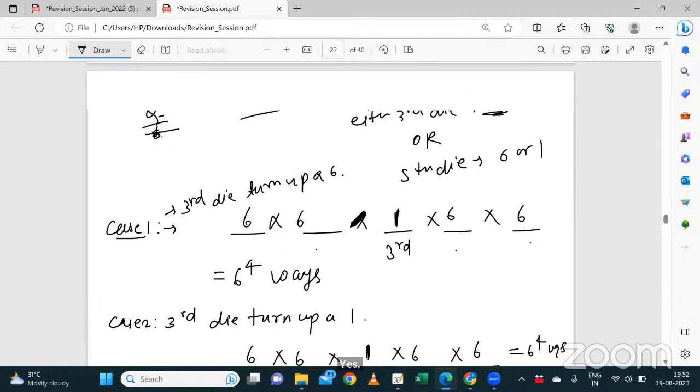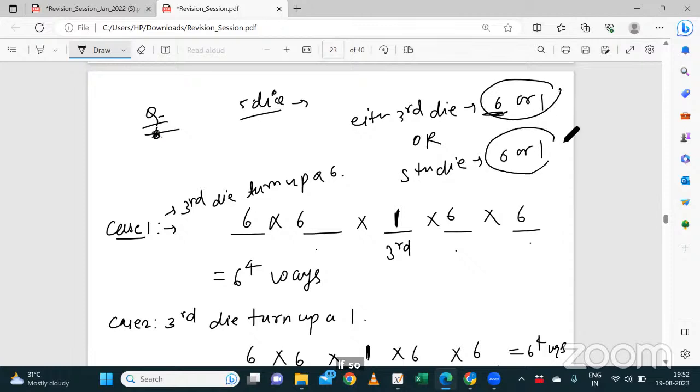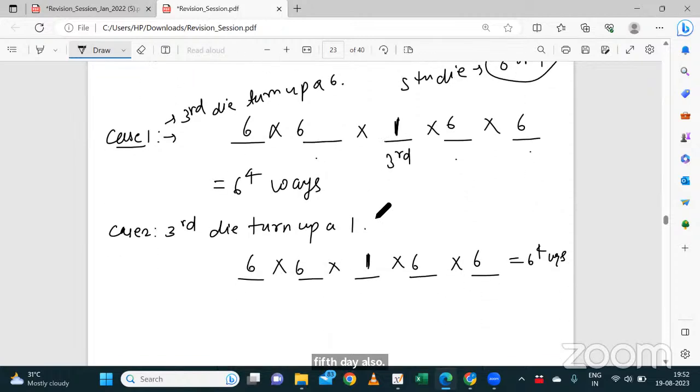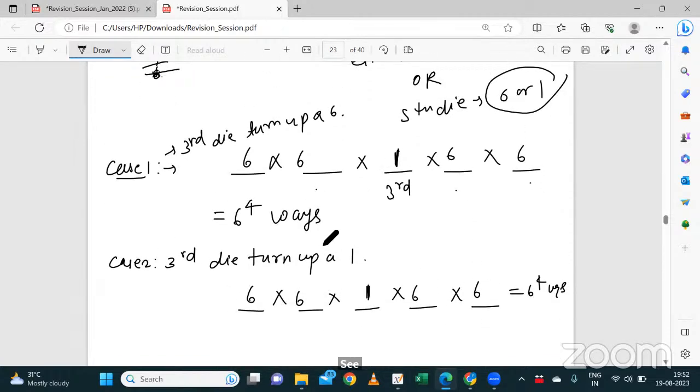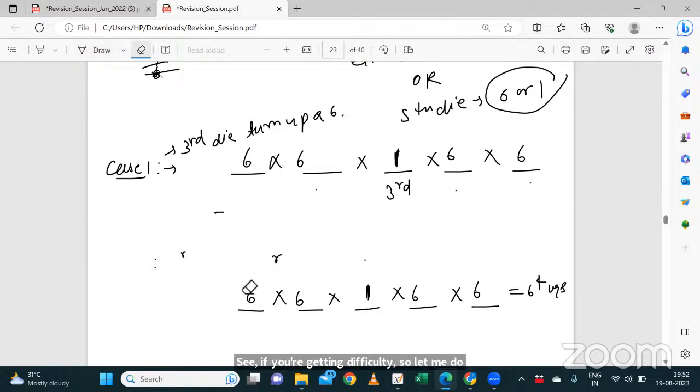Now, as you see, the third die turns up 6 or 1. I have considered these two. Now I can consider the fifth die also. If you are having difficulty, let me do this one. Let me remove this.